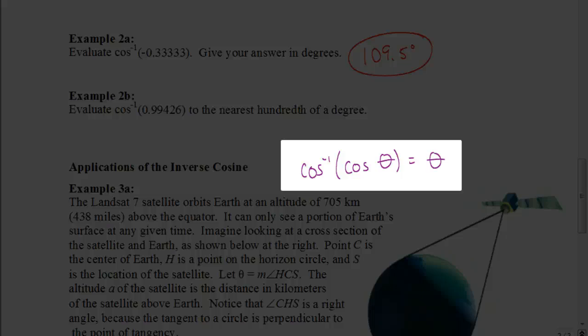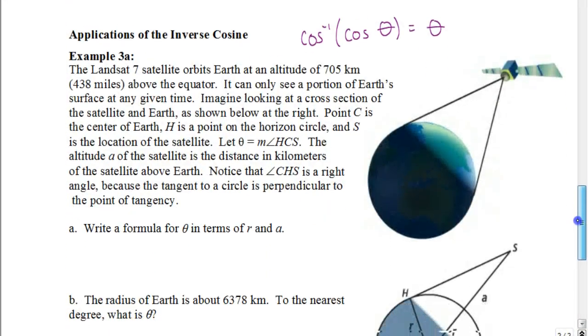If you remember from what we did in the previous lesson with our sine, cosine, and tangent trigonometric ratios, we would use those ratios to find the measure of a missing side for a right triangle. We can use the inverse cosine to find the measure of a missing angle for a right triangle. So let's look at how we can use what we just talked about to answer this story problem.